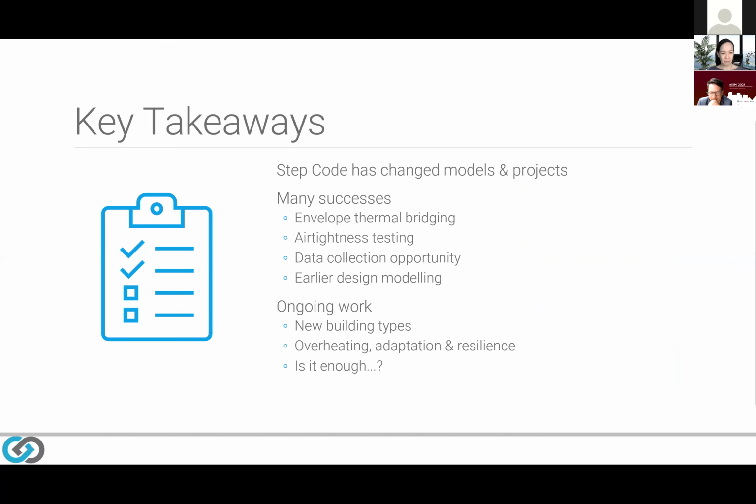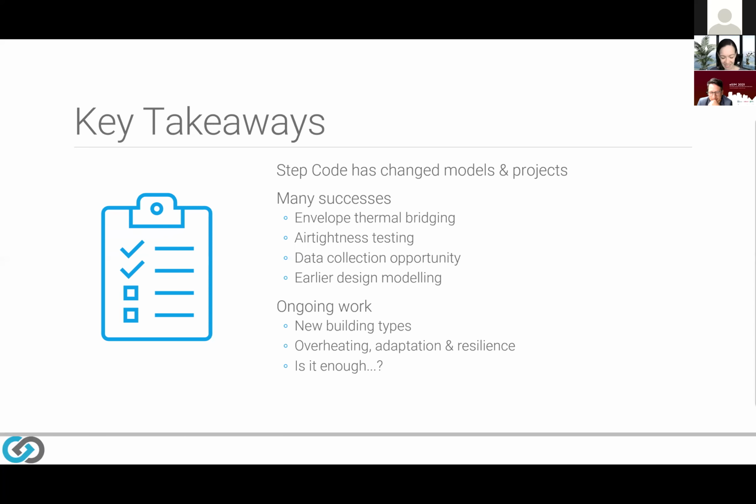So just wrapping things up here, we have certainly seen step code changing models, projects, and the process of modeling in BC. There have been lots of successes: thermal bridging, air tightness testing, this great data collection opportunity, and earlier conversations about modeling in design. There's still lots of ongoing work, such as the new building types, overheating, adaptation, and resilience. And then I still pose that question, are we doing enough yet? I'd love to hear feedback on that if folks have experience with the step code.